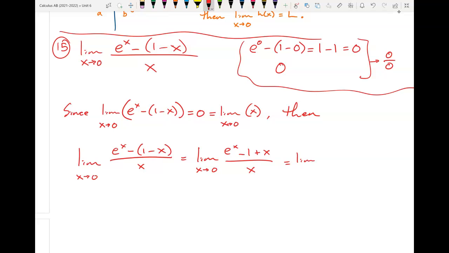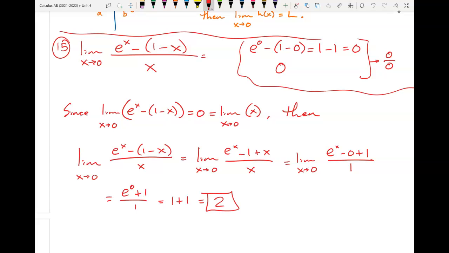Take the derivative. The derivative of e to the x is just e to the x. The derivative of negative 1 is 0, so minus 0. The derivative of x is 1, and the derivative of x is 1. So at this point, I believe we should be able to do direct substitution. So e to the 0 plus 1 over 1 should just be 1 plus 1, or 2. So 2 is the limit.